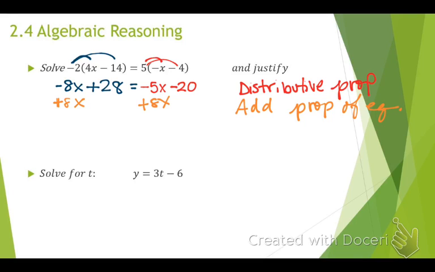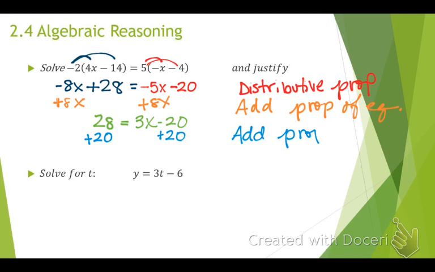All right, so then on the left side, we still have 28. What's minus 5x plus 8x? 3x. And then minus 20. What do we need to move now? The negative 20. What's the opposite of negative 20? Positive 20. Which would be what property? The addition property of equality.